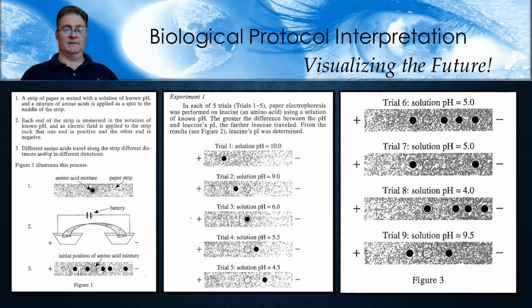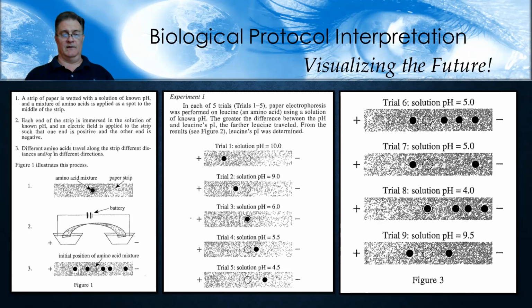The mixture has been placed in the middle of what they call a paper strip. That paper strip, both ends are submerged into a solution, and that solution has a certain pH. They apply an electrical source across the paper strip. Notice one end is positive and the other end is negative.